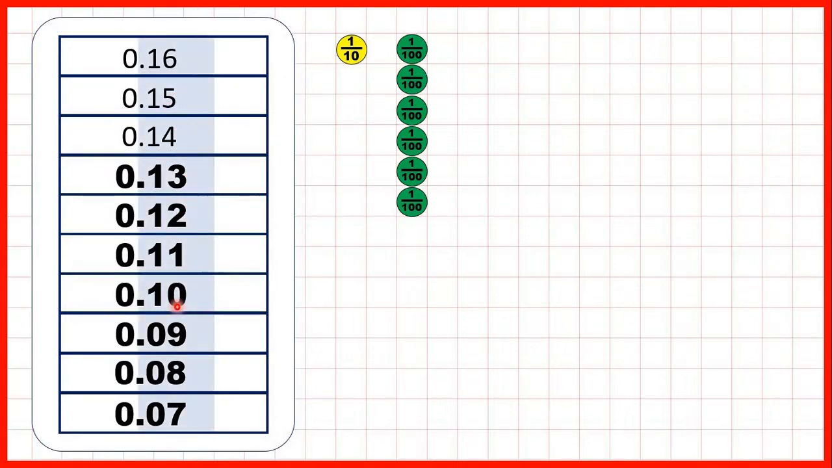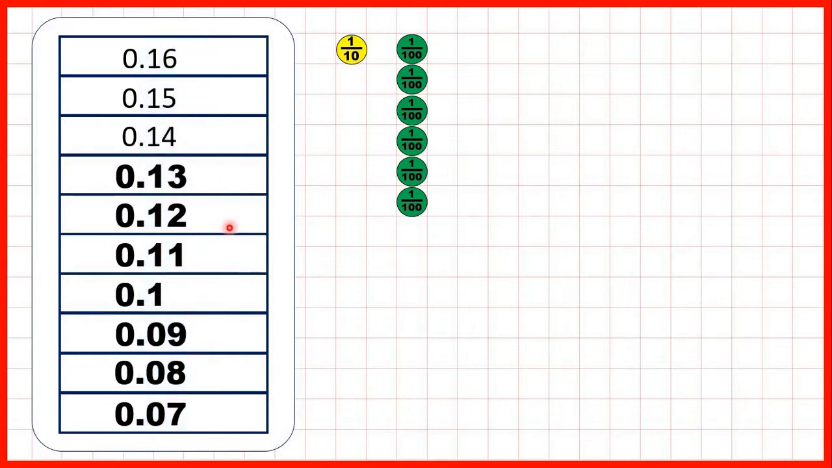The only thing we need to change is 0.10 because we don't usually write zeros on the end of decimals. For 0.10, all this 0 tells us is that we don't have any hundredths, but 0.1 tells us this as well, so we don't need to write zeros on the end of decimals.